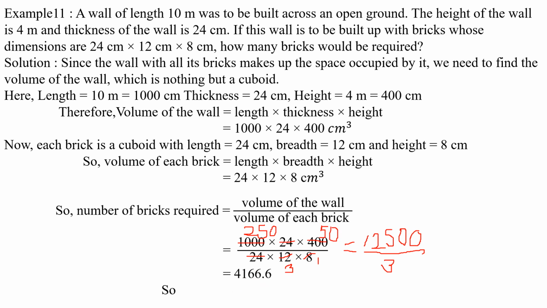Right. So the wall requires 4,167 bricks. Okay, my children, because here a decimal point is there, 0.6 is there, so we have taken 4,167 as a rounded figure. We have rounded this number into a whole number. Understood this number, my children? Right.